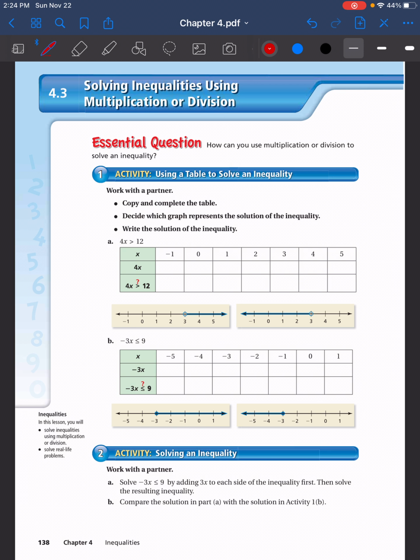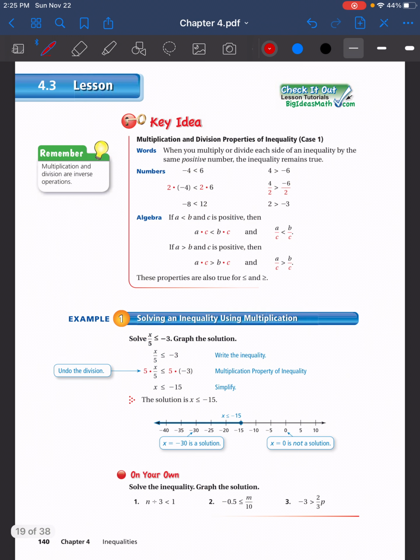This section is very similar to 4.2. In 4.2, we solved inequalities using addition and subtraction, but this time we're going to use multiplication or division. Super simple. You guys are going to do super well on this one, I promise. I would like you to actually start off on page 140. That's where all of the example problems are.